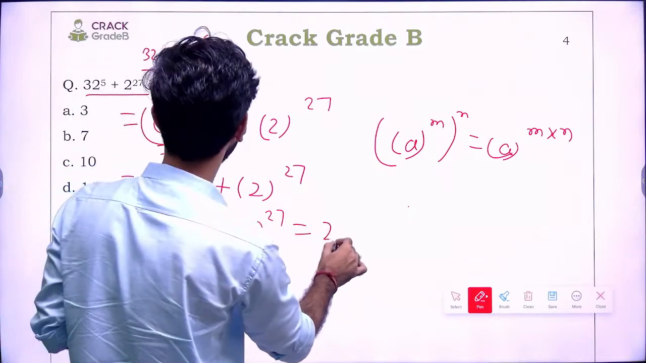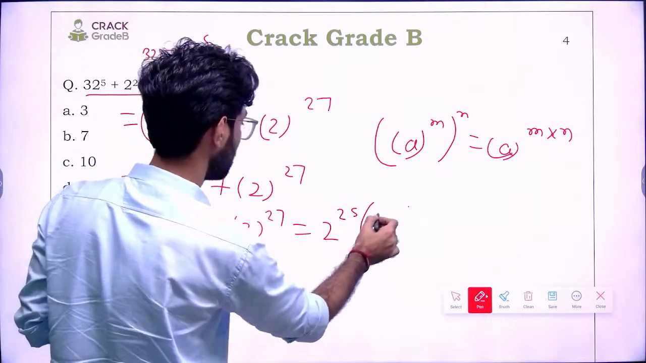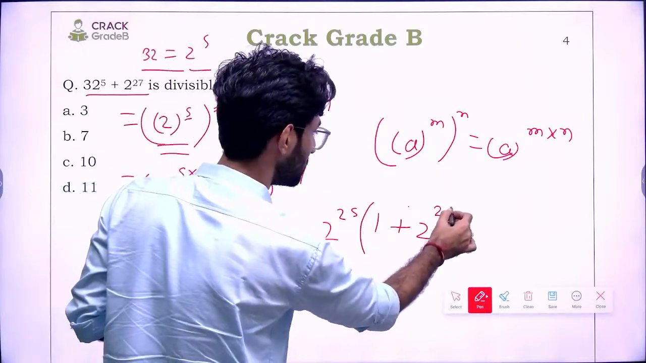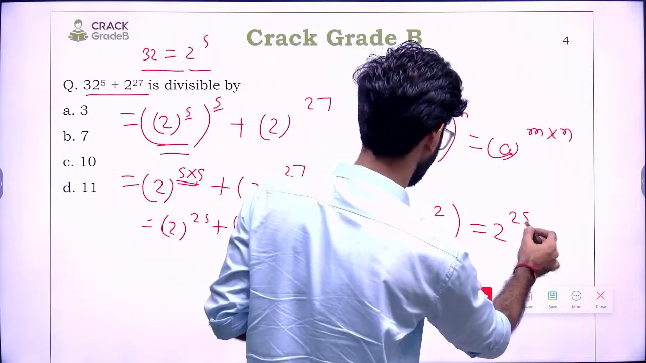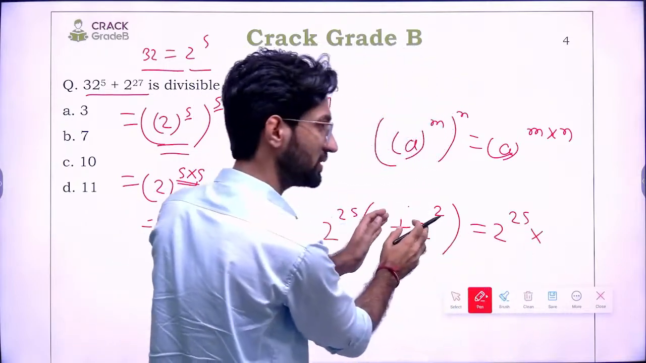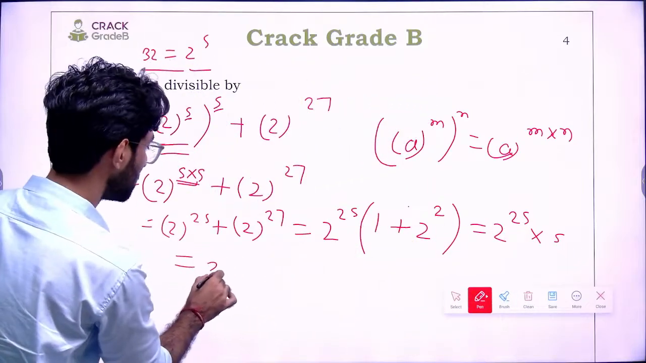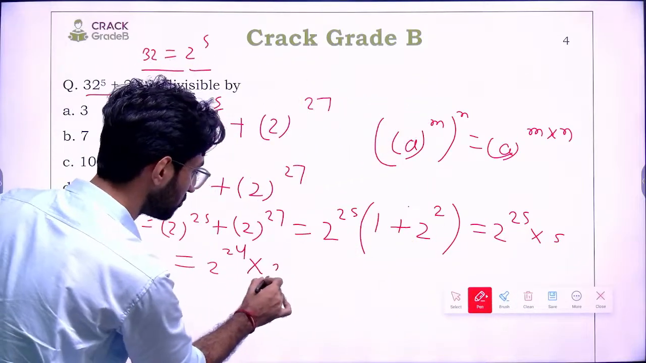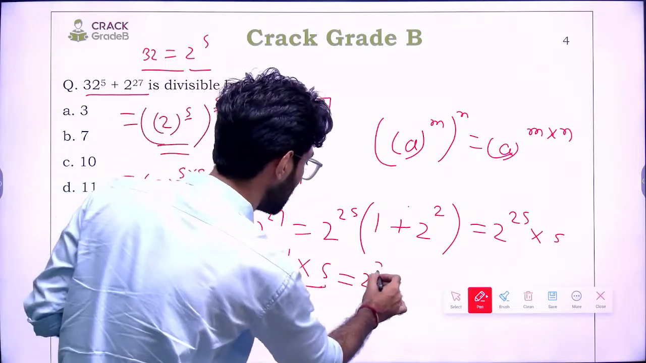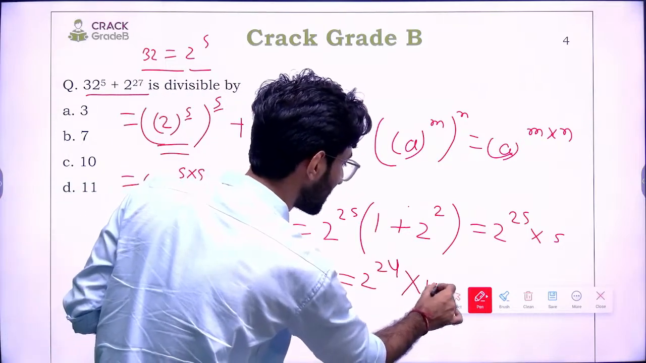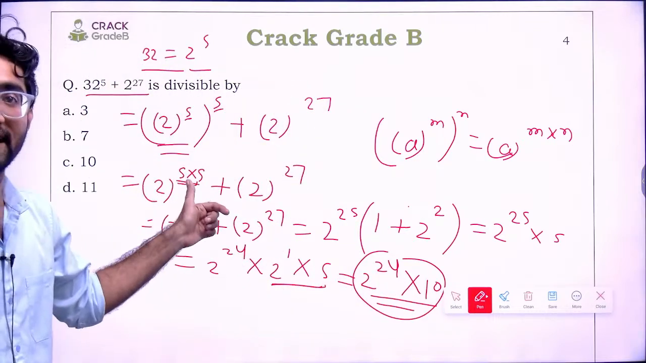We can write it as 2 to the power 25 as common, into 1 plus 2 to the power 2, right? We can write it as 2 to the power 25 into 1 plus 2 square, means 5, right? Means we can write it as 2 to the power 24 into 2 to the power 1 into 5. We can write it as 2 to the power 24 into 10, right? So we can clearly see that this number is divisible by 10, right?